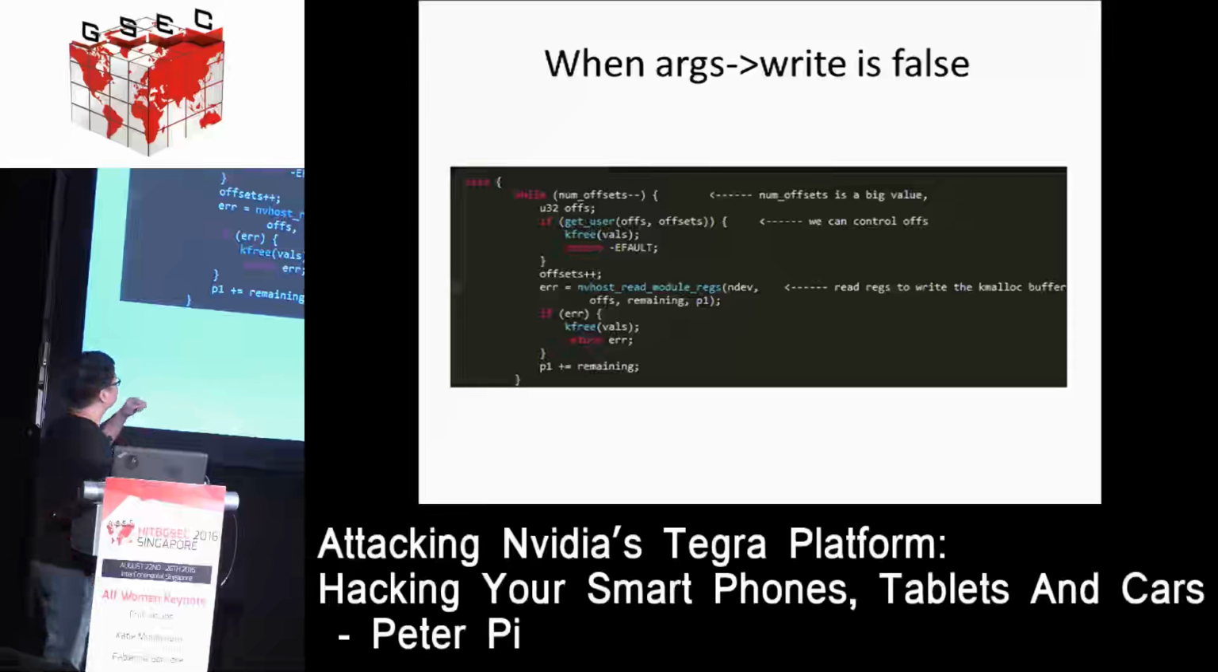When the argues write is false, there is another branch, the else branch. The execution flow is similar to when argues write is true. In the while loop, we get an offset from user space by calling getUser, and then call NVhost read module register to read from the register, and then write the values to the k-malloc buffer. So in this branch, we have a chance to overwrite the k-malloc buffer.